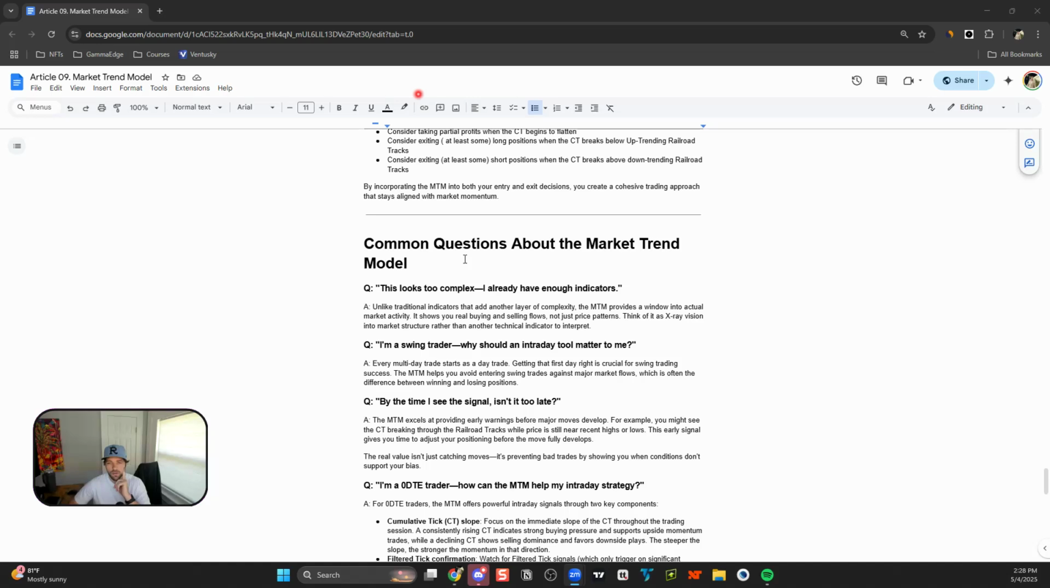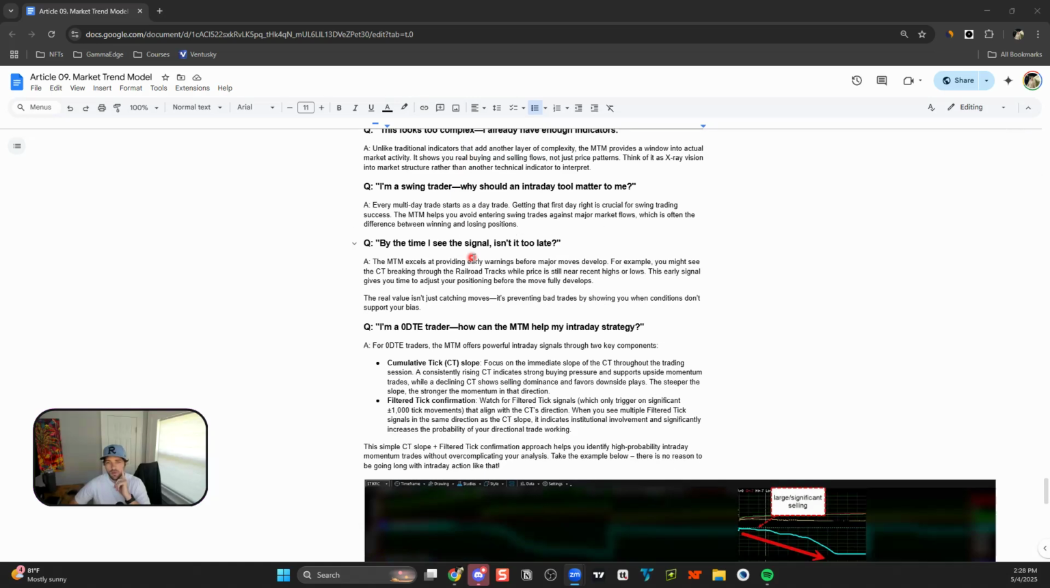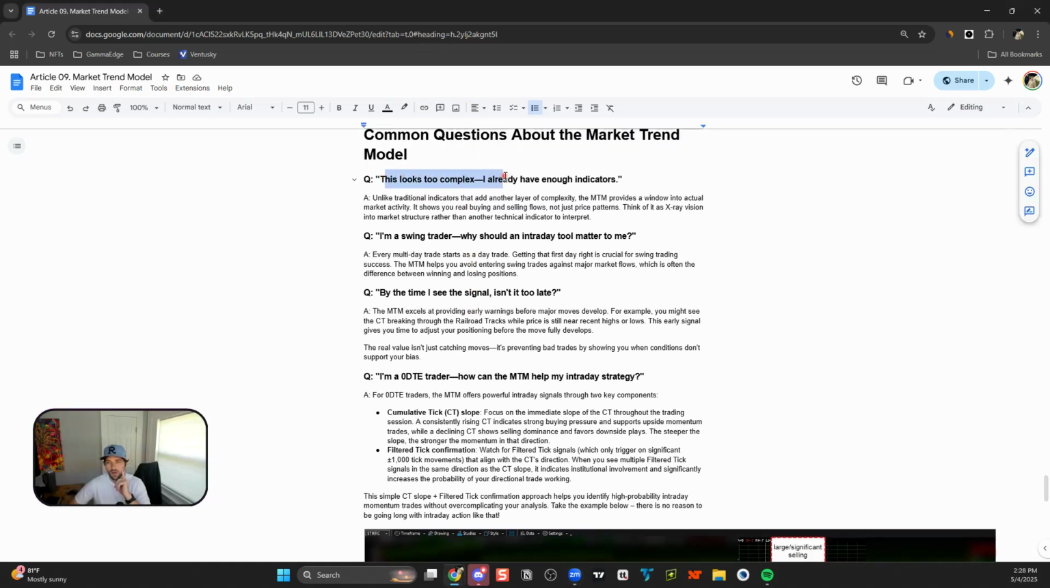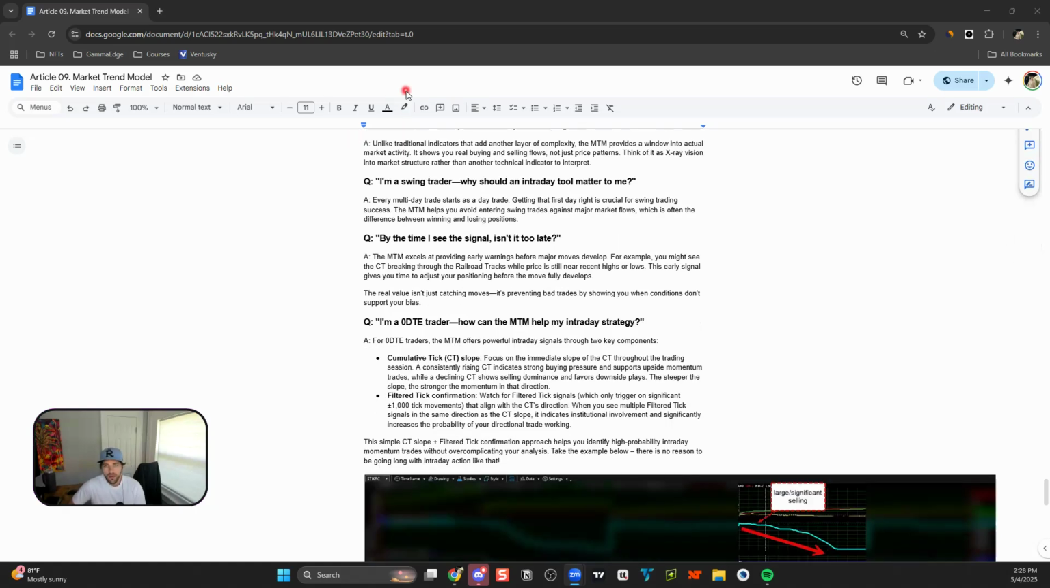Here, I wanted to end with a couple of common questions that we get about the market trend model. First one is, this looks too complex. I already have enough indicators. Our answer to that is, unlike traditional indicators that add another layer of complexity, the market trend model provides a window into actual market activity. It shows you real buying and real selling, not just price patterns. So think of it like X-ray vision into the market structure, rather than just a superficial technical indicator to interpret.